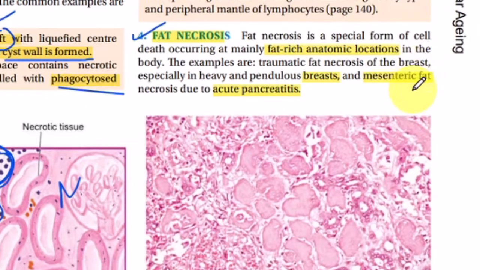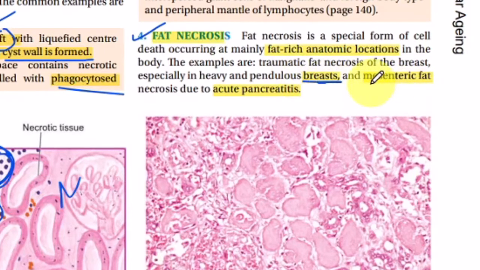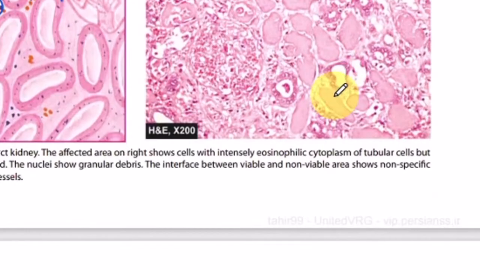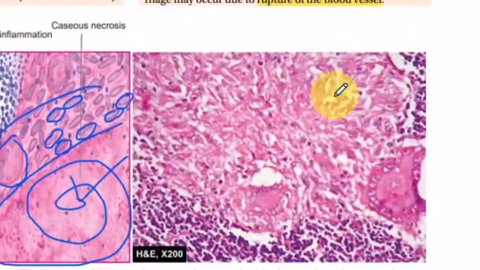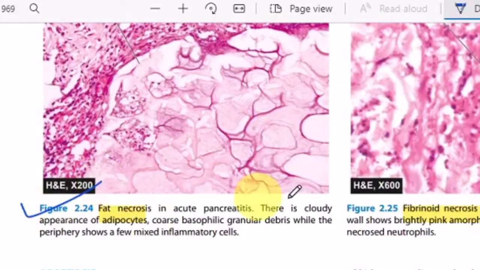Now the fat necrosis, where can fat necrosis occur? Organs which have a higher amount of fat can lead to fat necrosis. Anatomically, more fat is present in the breast as well as in the ileum and jejunum, which are surrounded by the mesentery, as well as in pancreatitis. Above all, acute pancreatitis is one of the most common reasons for fat necrosis. In the slides they have also given fat necrosis in acute pancreatitis, because in acute pancreatitis there is a release of lipase which damages the lipid, releasing fatty acids and calcium, and then calcium combines with the fatty acids and forms saponifications.